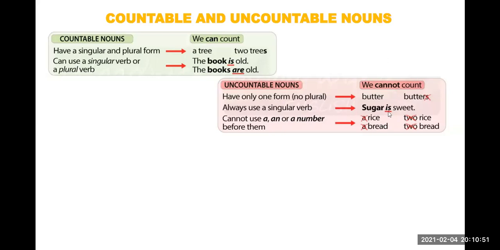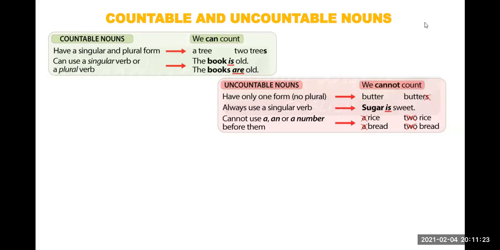So it's uncountable. And then we cannot use a, an, or a number before an uncountable noun. For example, we cannot say a rice or a bread or two rice or two bread, right? This is incorrect. Okay, so these are some of the differences that we have between countable nouns and uncountable nouns.